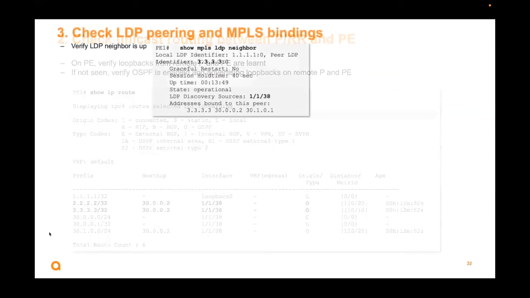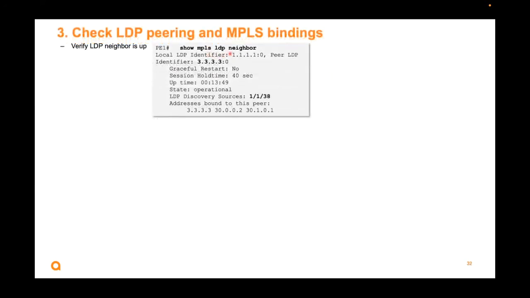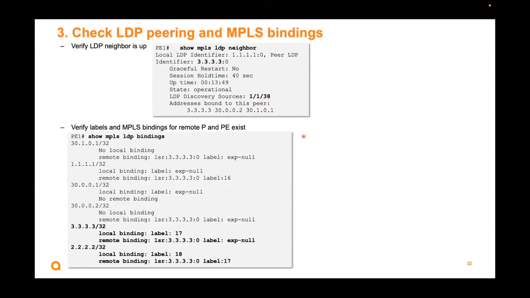Make sure the next hops are correct. LDP peering. So you can check whether the LDP neighbor, the directly connected LDP neighbor, is up using this command. It should be up, and the interface should be correct. If you expect this IP, your route reflector, for example, through this interface, you should see it here. And you can also check the remote binding here.